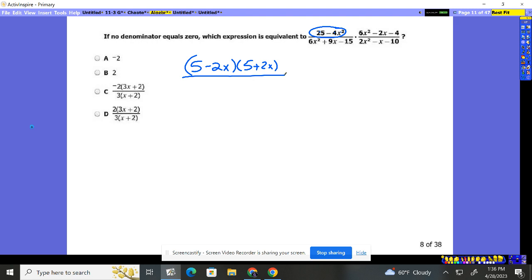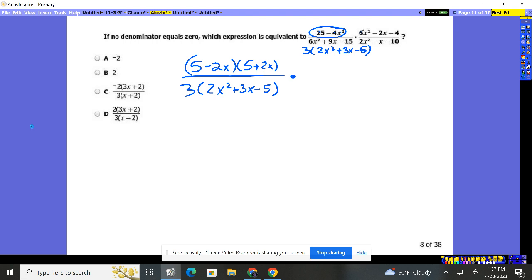I do notice 6, 9, 15. I'm going to factor out a number first. That'll make my life easier. I'm going to factor out a little 3. And if I factor out the 3, that's going to leave me with what? 2x squared plus 3x minus 5. And that's a little bit easier to deal with. So let's do that: 3 times 2x squared plus 3x minus 5. And we'll come back and play with that again in a minute.